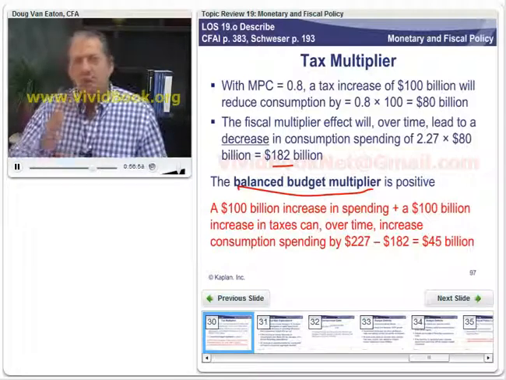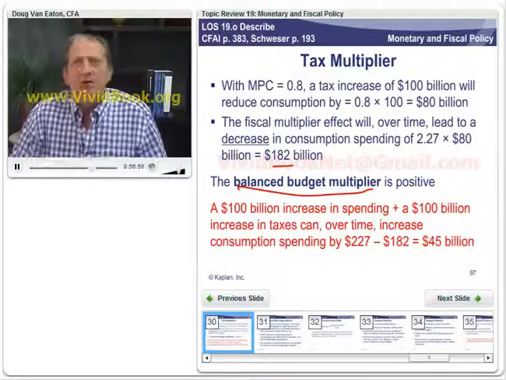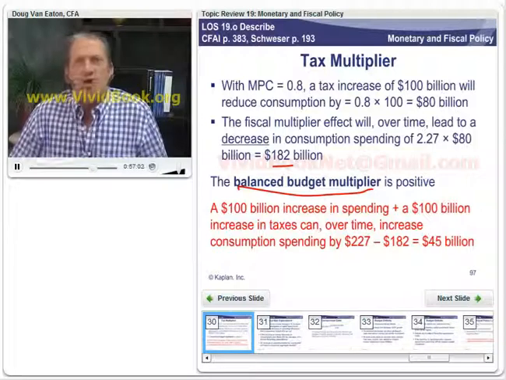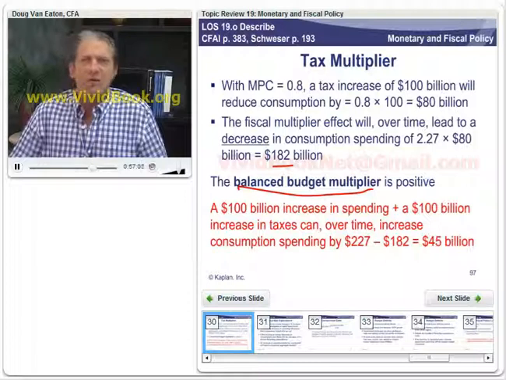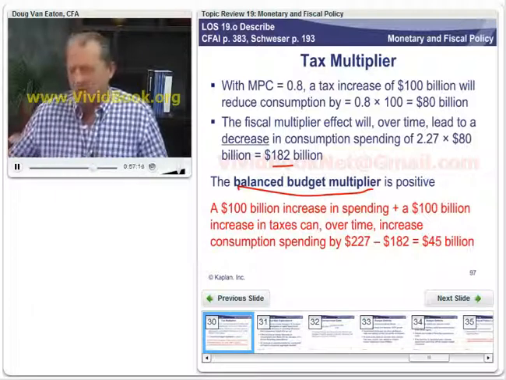So, using those same numbers we had, 100 billion increase in spending, 100 billion increase in taxes, so-called revenue neutral, over time this could increase consumption spending by the difference between that 182 and the 227. Again, the balanced budget multiplier is positive.